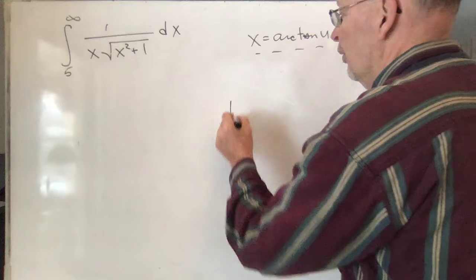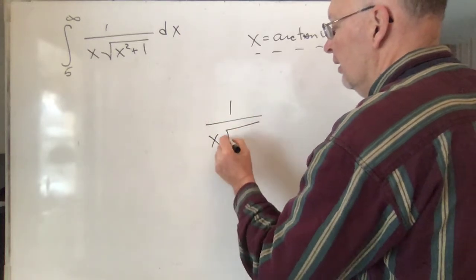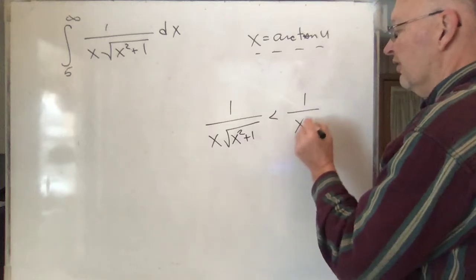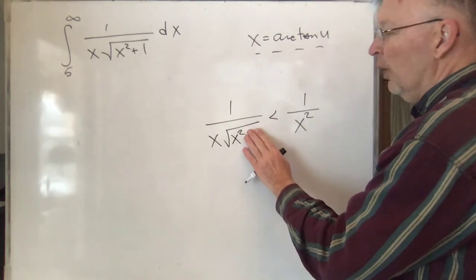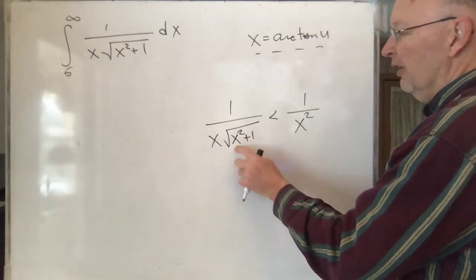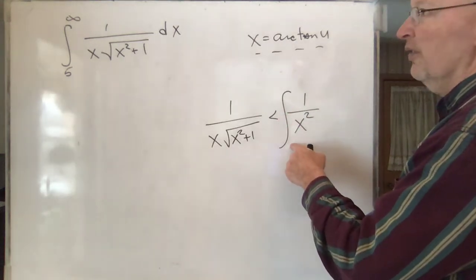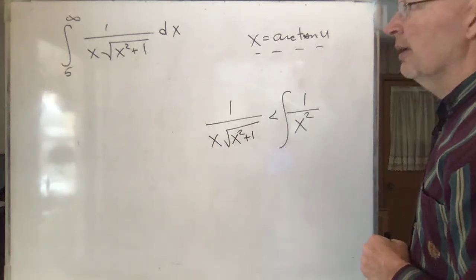I guess another way of doing it is just saying that this thing right here is always going to be slightly less than this, right? Because if you didn't have the 1 there, they'd be equal. With the 1 there, this is slightly less than that. And so since this thing converges from 5 to infinity, so will this one. Okay?